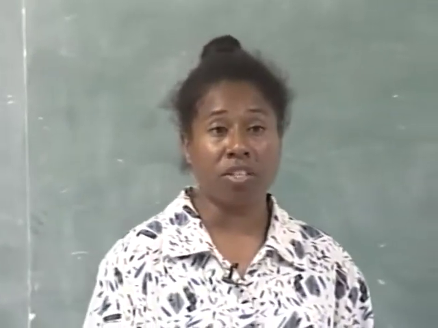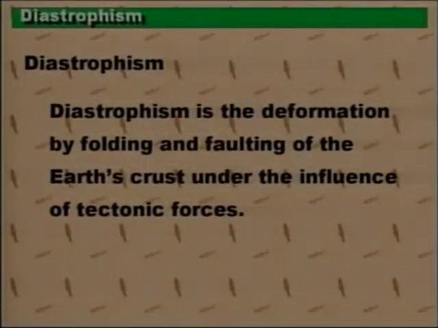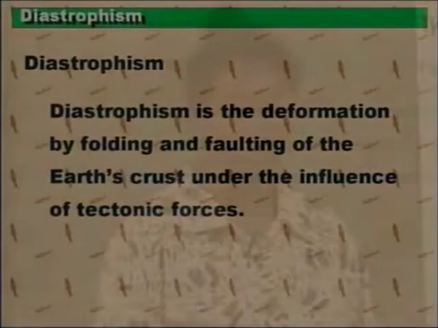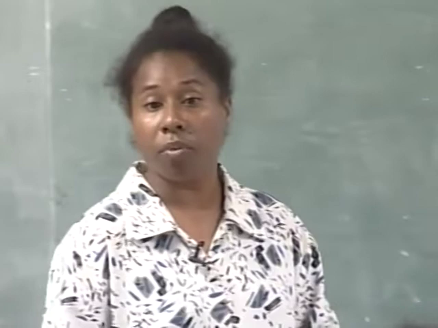Let's look at a simple definition now of what diastrophism is. Diastrophism is simply the deformation by folding and faulting of the Earth's crust under the influence of tectonic forces. That definition, I think, is simple and straightforward. So when we are looking at the deformation of the Earth's crust as a result of folding and faulting under the influence of tectonic forces, then one can say that topic is diastrophism. Okay, that definition you also have on the worksheets that were distributed. You can make reference to that later on.